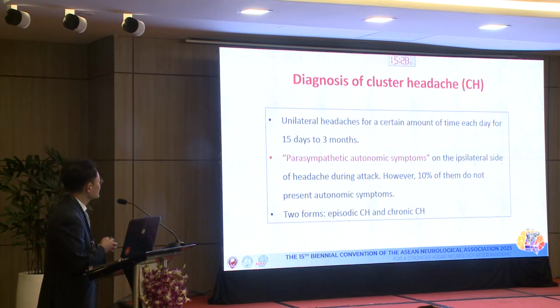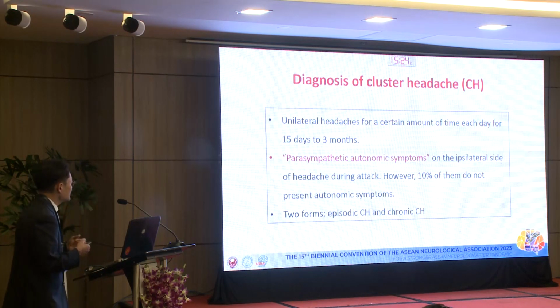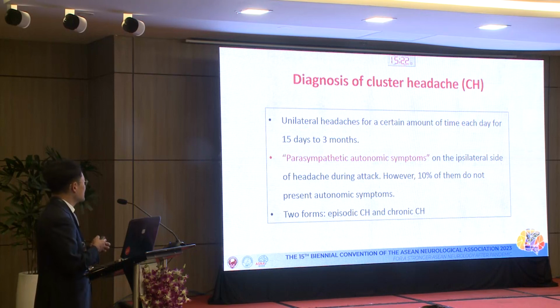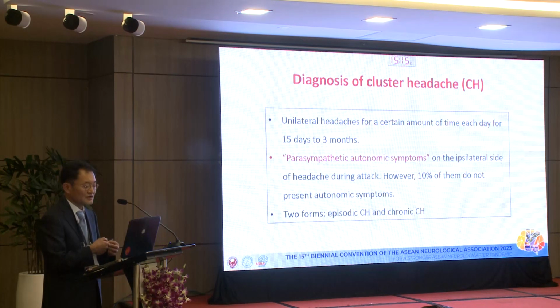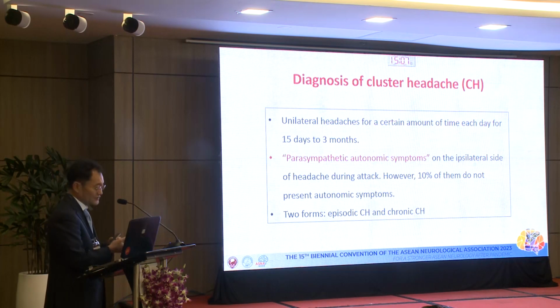Cluster headache. Cluster headache is a unilateral headache occurring for a certain amount of time each day for 15 days to 3 months, with parasympathetic autonomic symptoms on the ipsilateral side of the headache during attacks. However, 10% do not present autonomic symptoms. Cluster headache can also be classified into episodic cluster headache and chronic cluster headache.